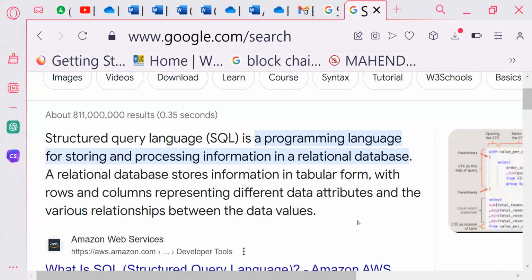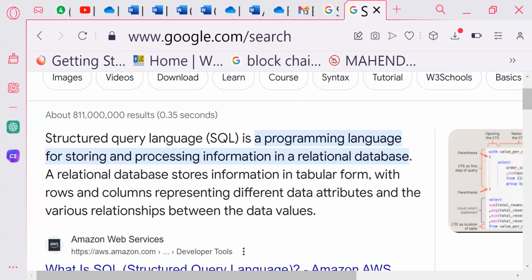SQL is a structured query language, a programming language for storing and processing information in a relational database. A relational database stores information in tabular form with rows and columns representing different data attributes and various relationships between data values. Good. So that's a good question.